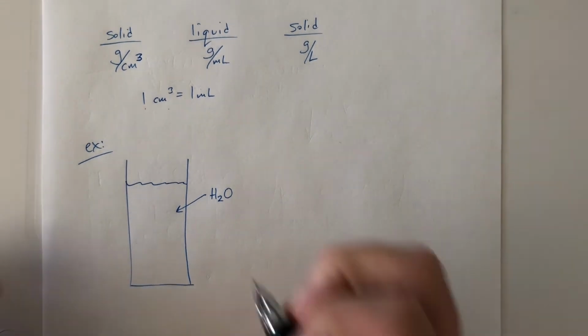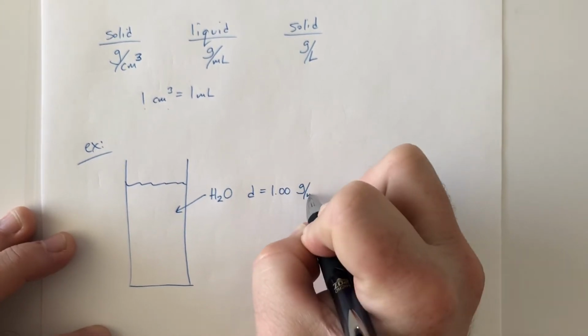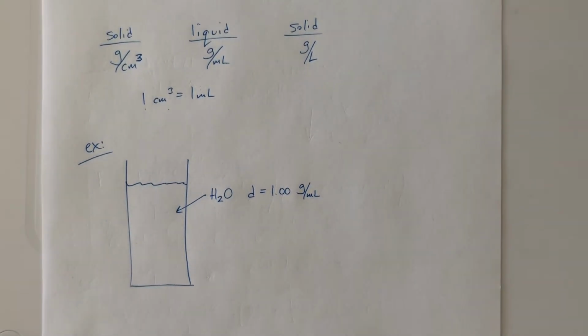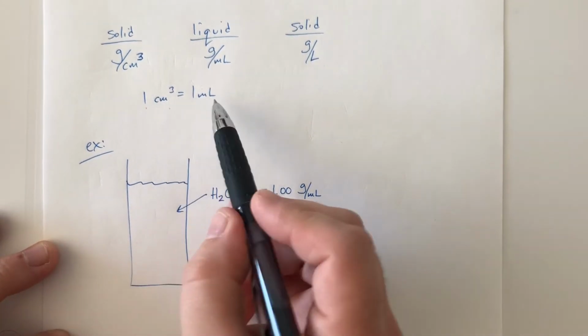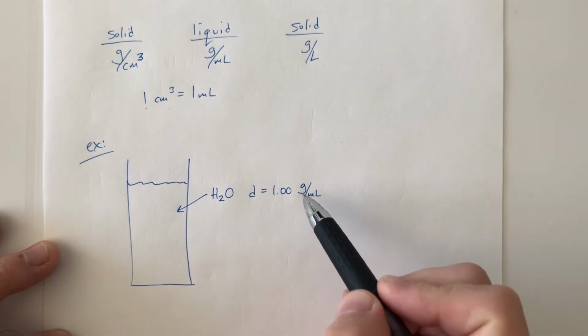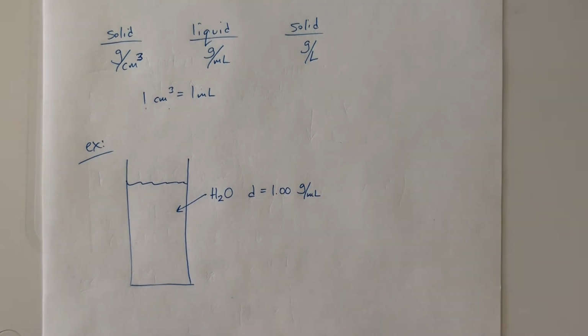Water, by definition, has a density equal to 1.00 grams per milliliter. It is the definition of what a milliliter is. If you take 1 cubic centimeter of water, well, 1 cubic centimeter is a milliliter. 1 milliliter of water should have a mass of 1 gram. So by definition, this is how this works.